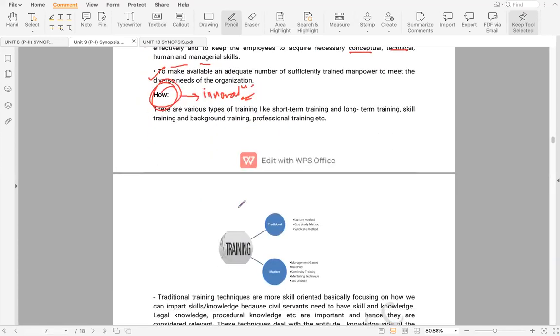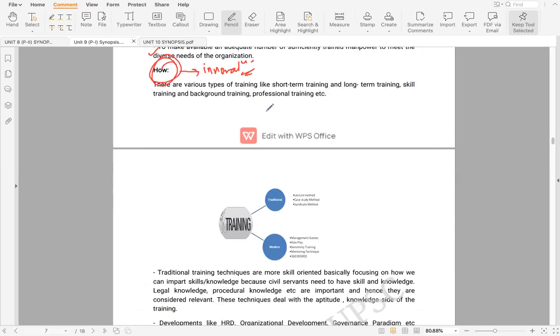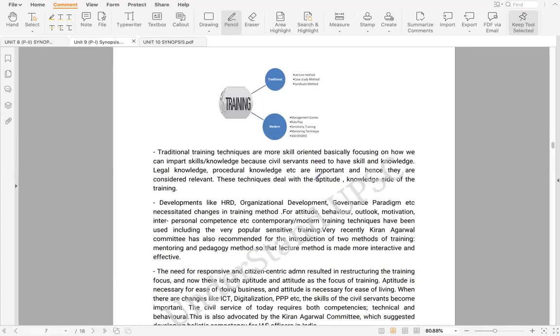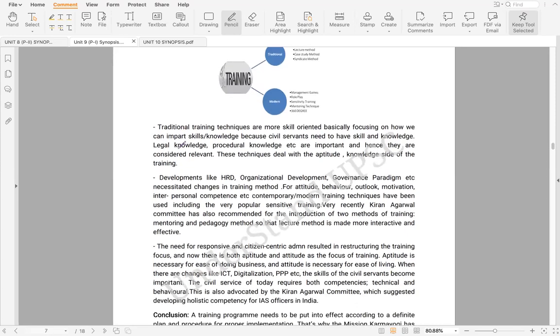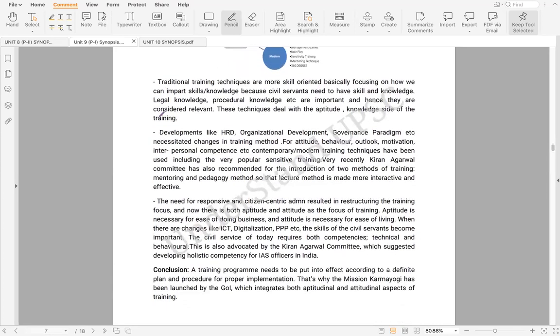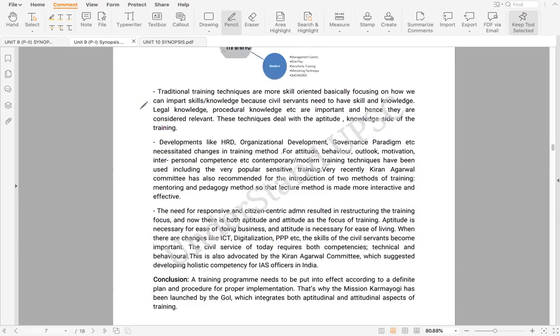So there are various types of training like short term and long term, skill, background, professional, etc., which you already discussed. You can also draw a diagram of the different types of training methodologies that you know from your basic study content. Traditional training techniques are more skill oriented, basically focusing on how we can impart skills and knowledge, because the civil servants need to have skill and knowledge. Legal knowledge, procedure knowledge, etc. are important and they're considered relevant. These techniques deal with the aptitude and knowledge side of the training.